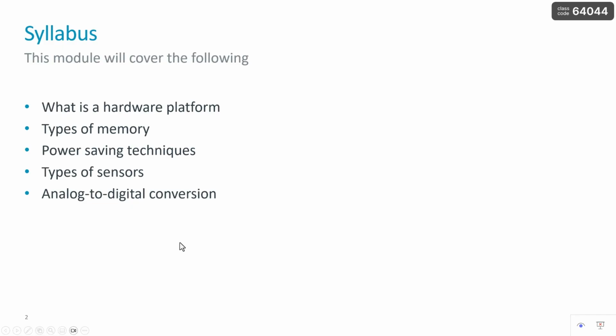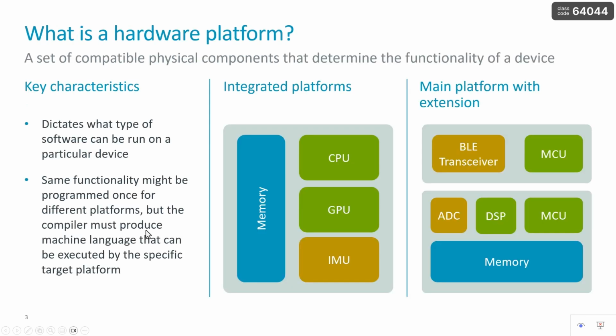In today's lecture, we will go over the hardware platforms for IoT. So what we'll cover today is: what is a hardware platform? What are the types of memory? The power saving techniques, the types of sensors, actuators, and the ADC, the analog to digital conversion, and vice versa.